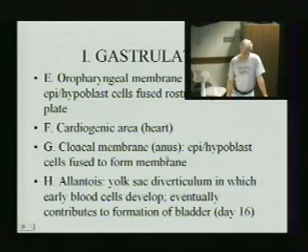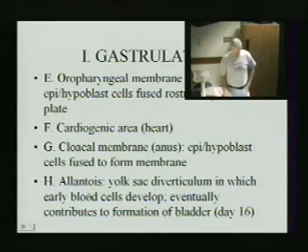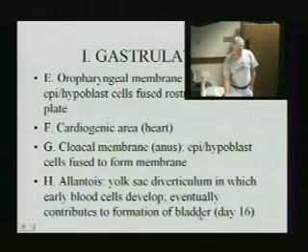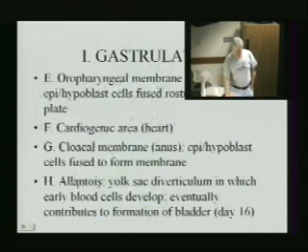The cloacal membrane will be the anus, and again, it is the fusion of the epiblast and the hypoblast. We also saw in the previous illustration the allantois, a diverticulum of the yolk sac, in which the early blood cells are going to develop, and it eventually contributes to the formation of the bladder. So on day 16, we see that coming up here. So number 7 would be the allantois.